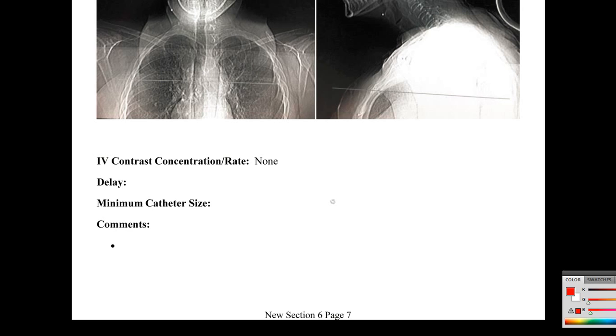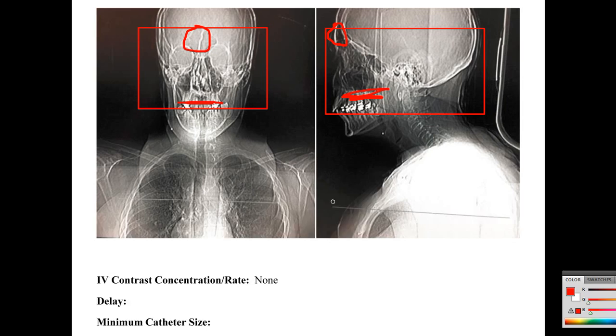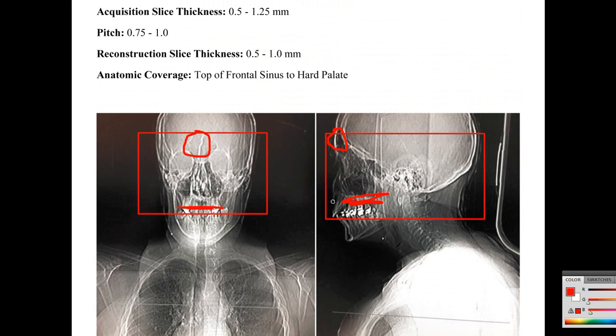IV contrast, we're not even going to utilize IV contrast or anything. This is just typically a very fast scan.